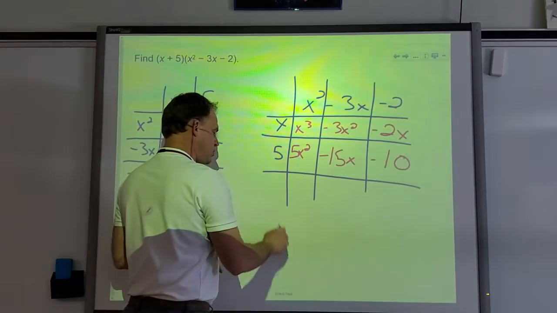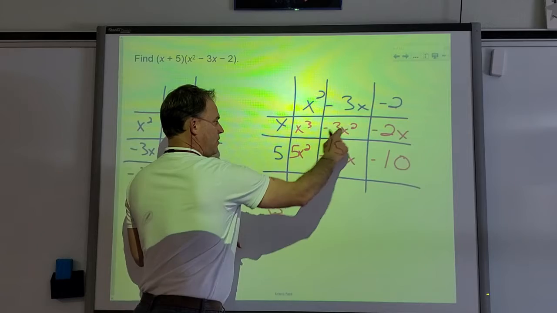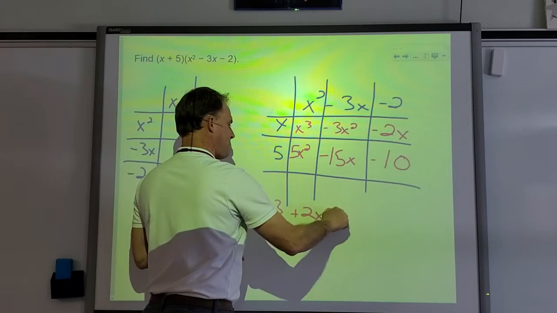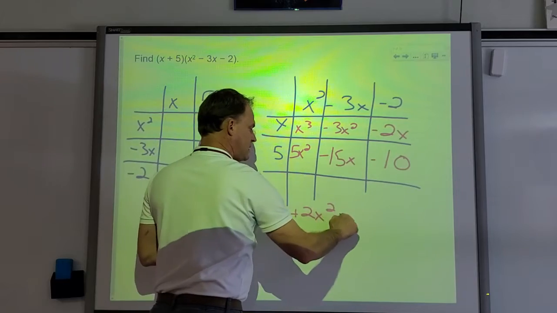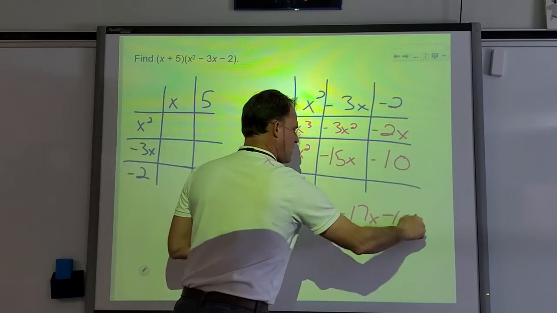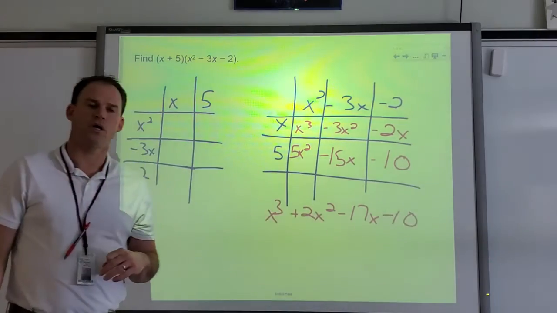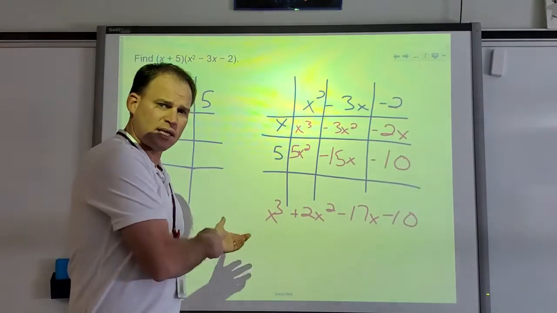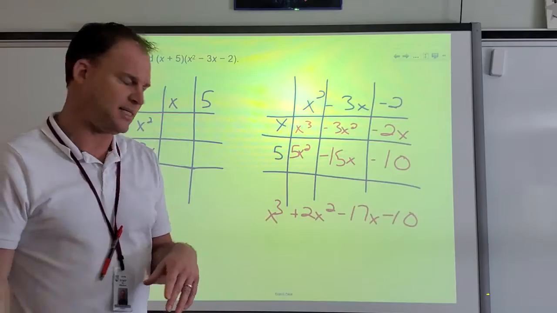This is the only x cubed in the table. There's my x squareds. There's my x's. And there's my constant. All right. So either one of these methods works just the same as it did yesterday as it did today.